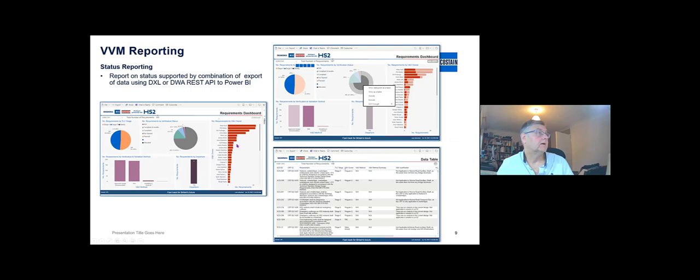And basically what you've got is the requirements owners, the status of the requirements, and you can delve down into it by clicking on the various bits. And if you want to see the actual requirements, there's the data table that supports that.